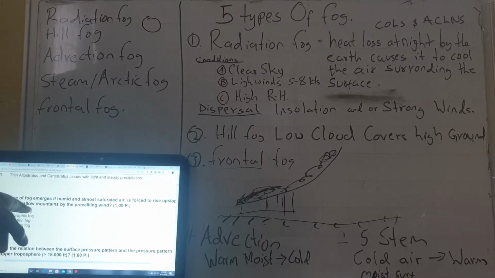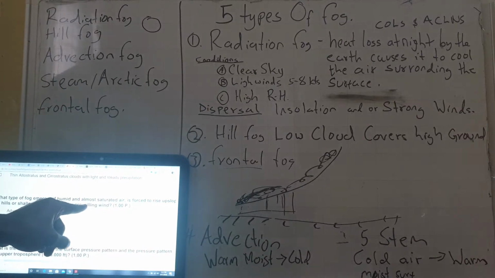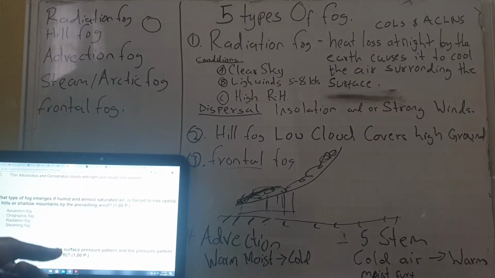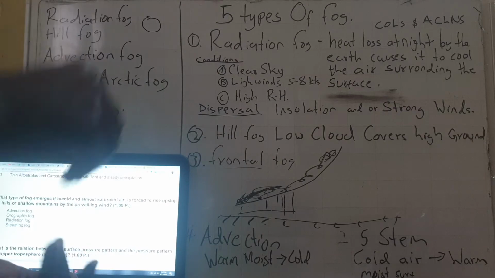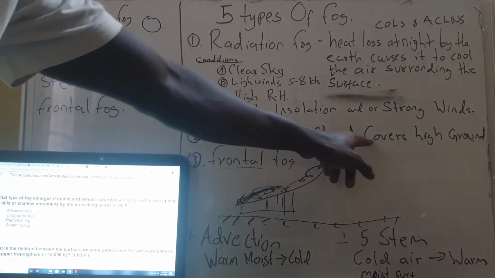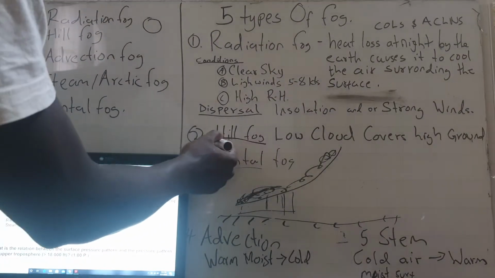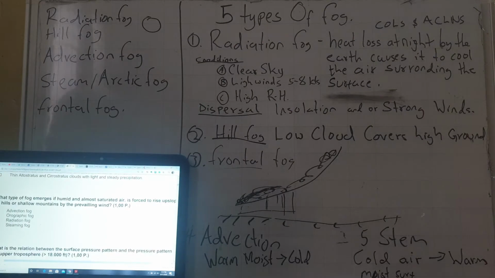Upslope of hills or shallow mountains by prevailing wind. So if something is humid and almost saturated, what will it form? When it's forced to rise, it will form a cloud. And when you have a cloud covering high ground, we have what we call which type of fog? A hill fog. So thank you very much. That is number 2. So let's go to number 3.